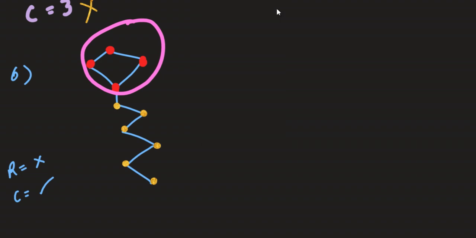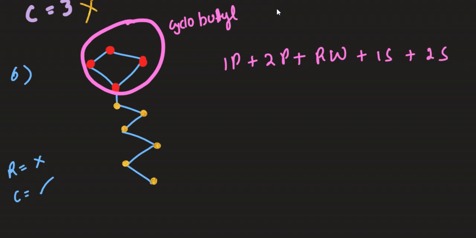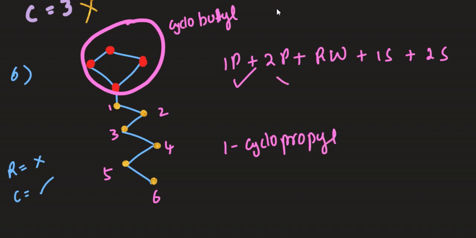What is the name of this substituent? Can I call it cyclobutyl? Okay, cyclobutyl. So primary prefix, secondary prefix, root word, primary suffix, secondary suffix. This is 1, 2, 3, 4, 5, 6. Secondary prefix is there, first position. So what can you call? 1 cyclobutyl. Primary prefix is not there. What about root carbon? 6. So what should you call? Hex. Primary suffix ane. So 1 cyclobutyl hexane. There is no functional group.